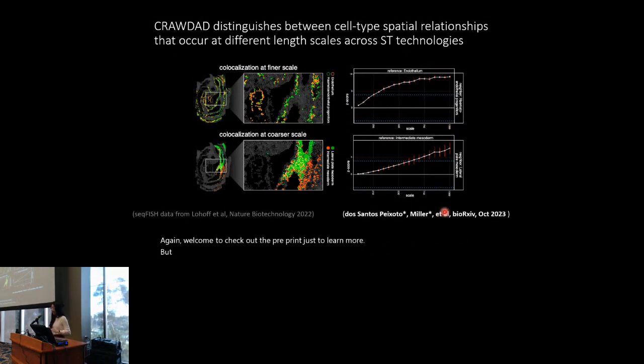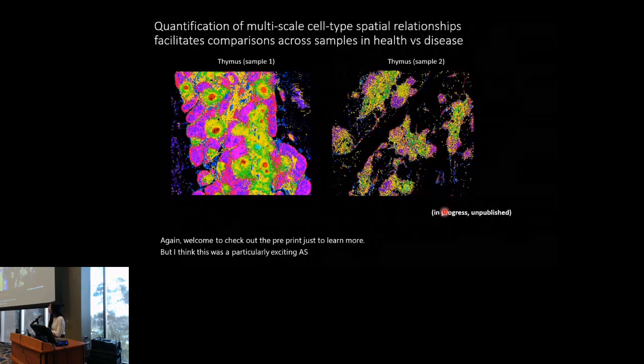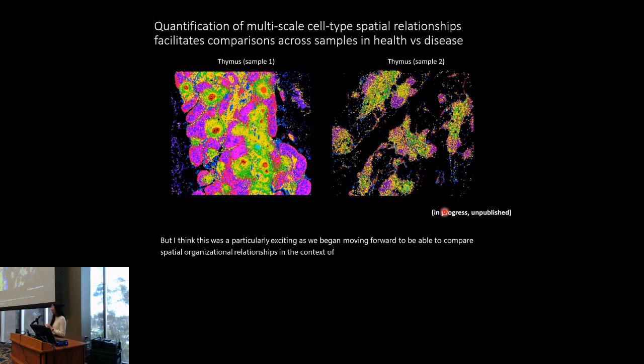But I think this is particularly exciting as we begin moving forward to be able to compare spatial organizational relationships in the context of health versus disease. And in this case, I should probably not call this disease because this is aging, which is a very mean thing to do for the older folks. But in this case, this is a thymus sample from a very young individual on the left. Each point is a cell. They're colored by different cell types. And on the right is a thymus sample from somebody not even that old, in their 20s. So you can just see this is somebody who's, I think, 6 compared to somebody in their 20s.